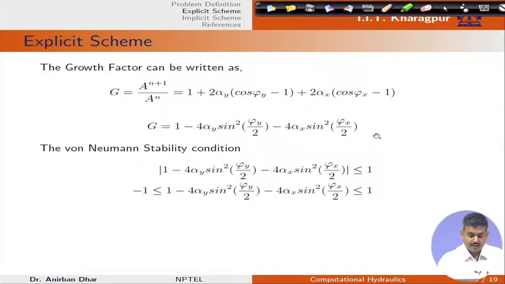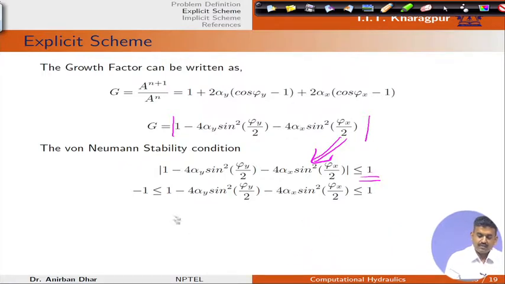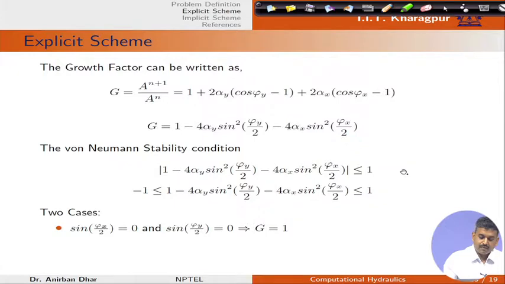In this case, if you want to check the von Neumann stability condition, we have the mod of this term here, and this should be less than or equal to 1, which is minus 1 to 1, and this is within this limit. We have two cases or extreme ones where sin varphi x by 2 and sin varphi y by 2 are 0, and this means that g equals 1. The scheme is neutrally stable.